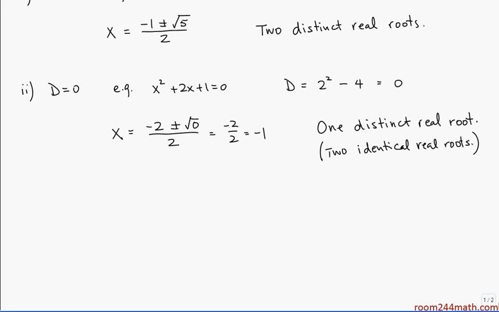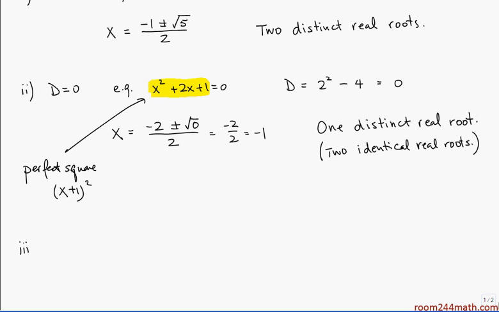Alright, one more thing: if the discriminant is equal to 0, that means that the original trinomial, in this case x squared plus 2x plus 1, is a perfect square. So that means x squared plus 2x plus 1 is some binomial squared, and in this case it is simply x plus 1 squared.